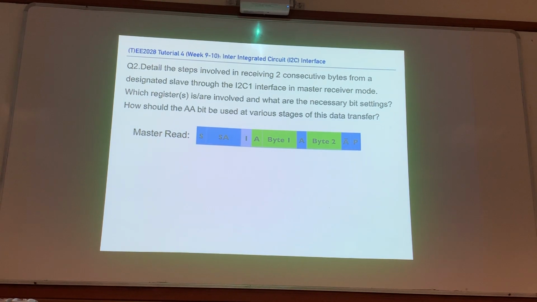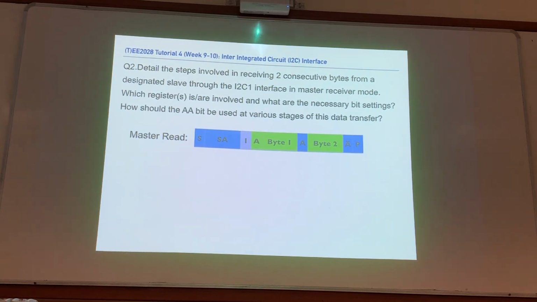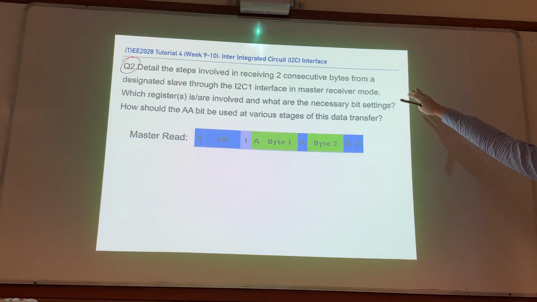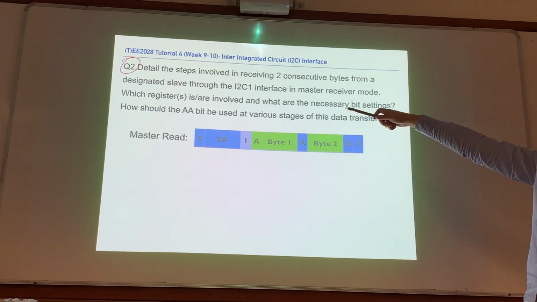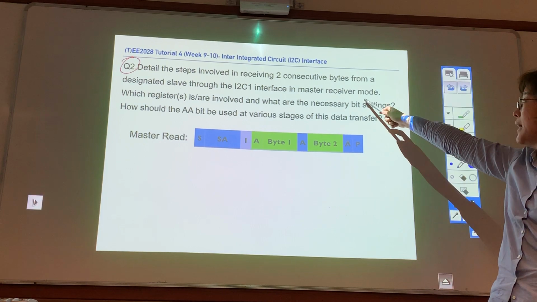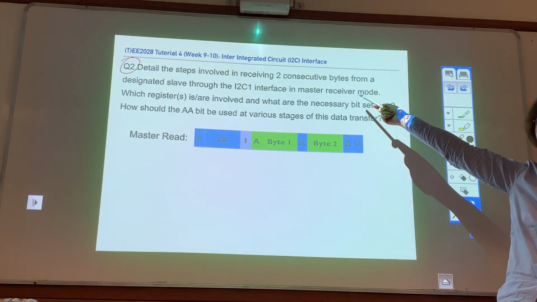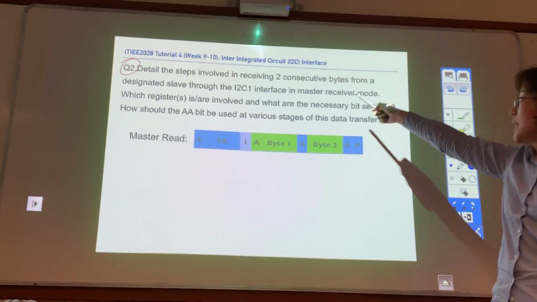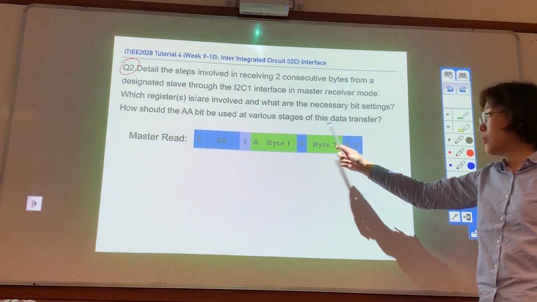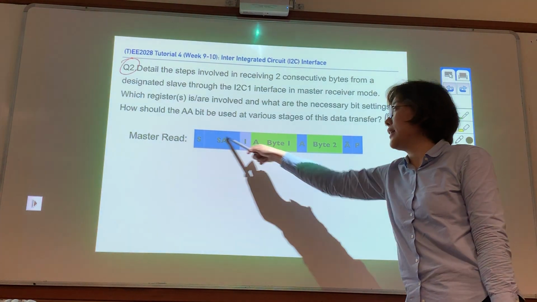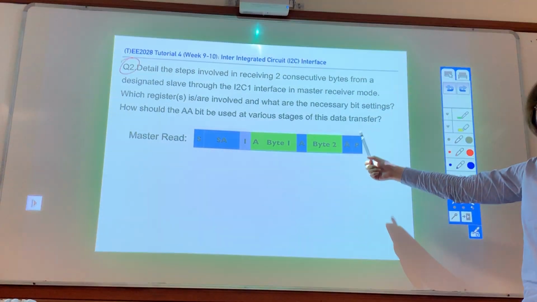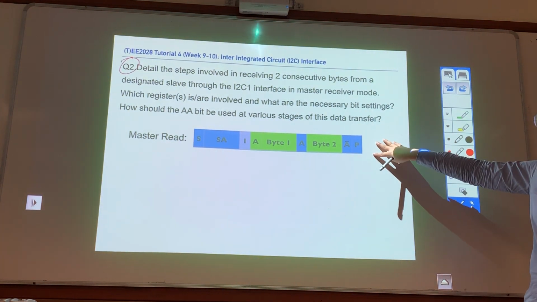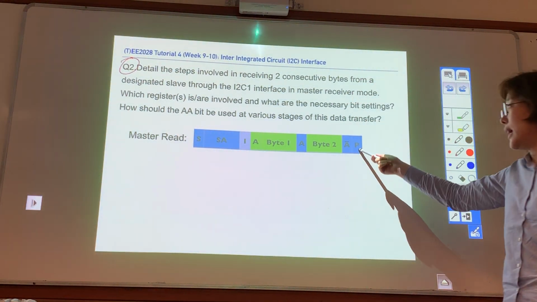The second one is a very good question. If you understood this one, you know 85% of your I2C. It asks you to detail the steps involved in receiving 2 consecutive bytes from a designated slave through the I2C1 interface in master receiver mode. Master receiver mode means your slave is sending data to the master, and it's supposed to send 2 bytes. Before that, you always have the address, because you need to identify the slave. This is the whole process, from start bit to stop bit.